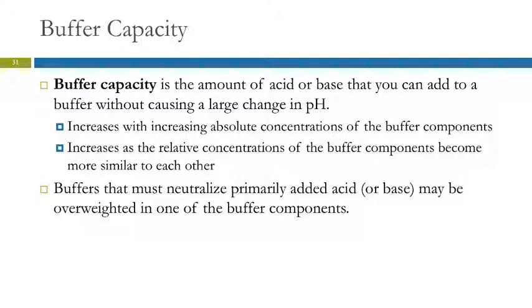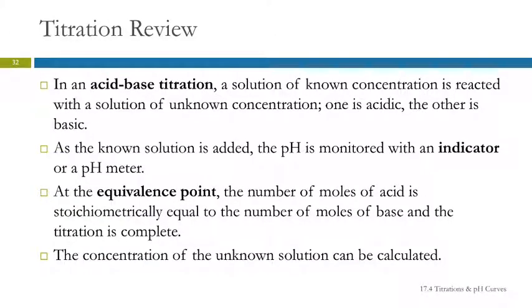So we've talked about the effectiveness of a buffer. Buffer capacity is the amount of acid or base that you can add to the buffer without causing a large change in pH. So that's going to increase with the absolute concentration, also increase as the relative concentrations of the buffer components become more similar to each other. Sometimes you know that your buffer is going to have to withstand mostly added acid or mostly added base, and then you'll stack the buffer so that it has more of the appropriate component so that it can have a larger capacity.